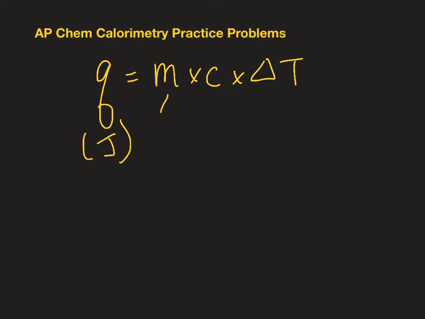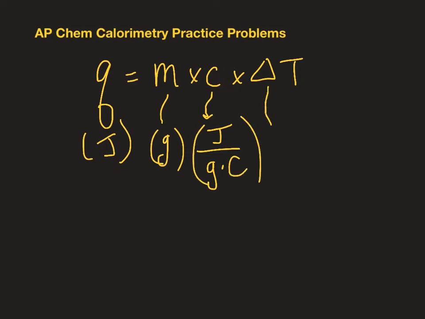Now, of course, mass is measured in grams. The specific heat capacity typically has units of joules per gram degrees Celsius, and then delta T has units of degrees Celsius or K. Now, one of the things I want to point out is that when we multiply all three of these units, two of them cancel to leave us joules. So when we look at this, the units make sense.